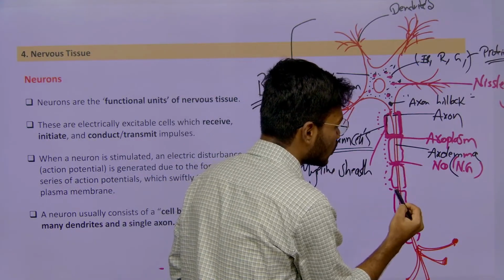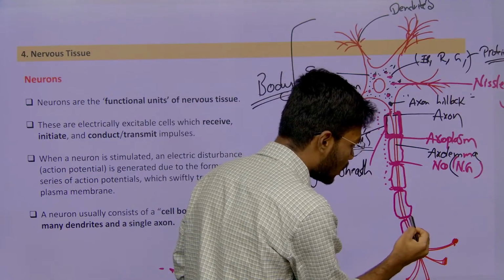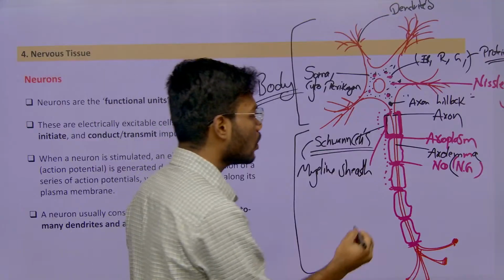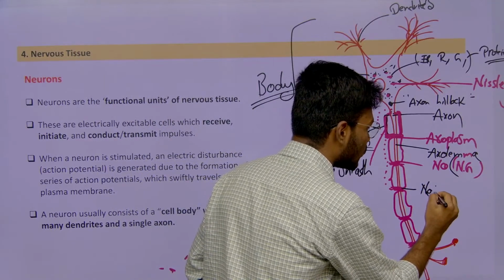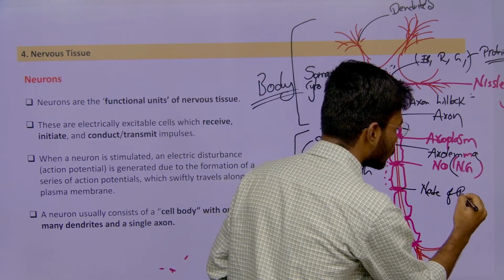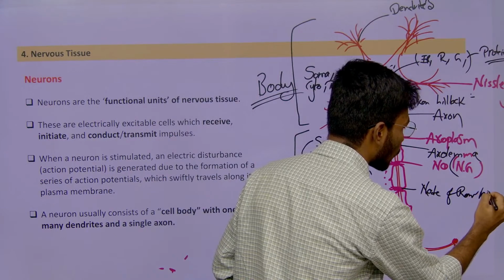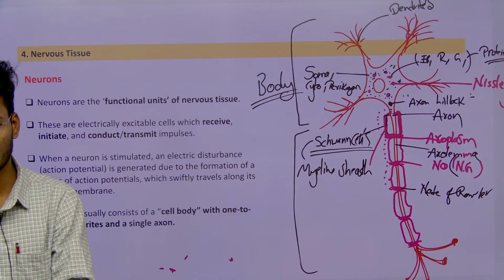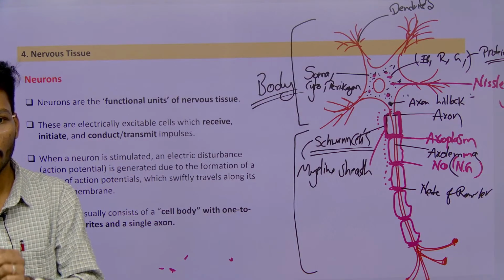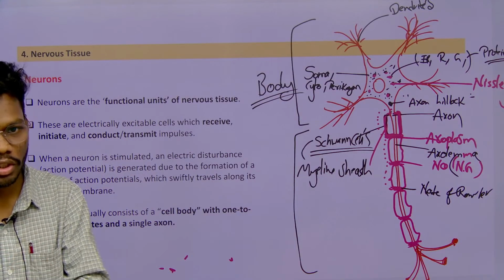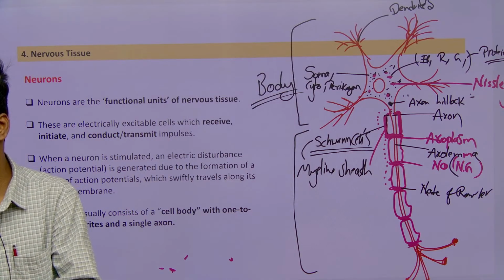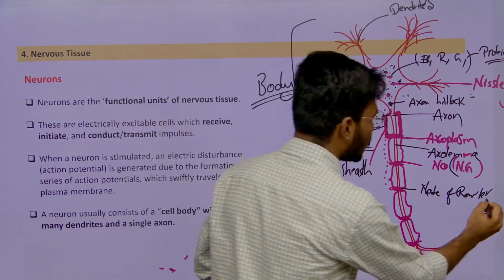These junctions, which do not have any myelin sheath layer, are called what? Nodes of Ranvier. The junctions in between two Schwann cells, where there is no myelin sheath, that area is called what? Nodes of Ranvier, right? So that thing we also covered.